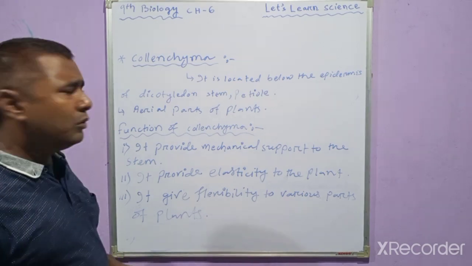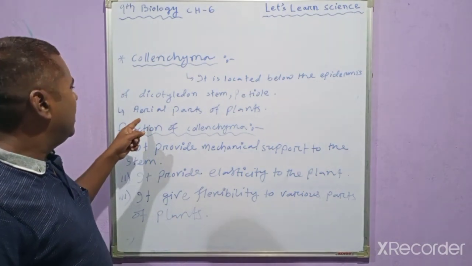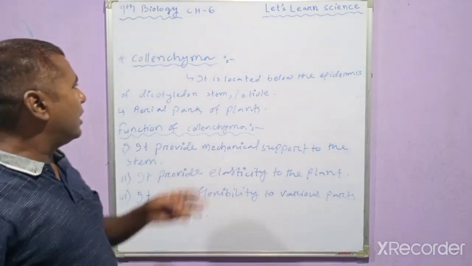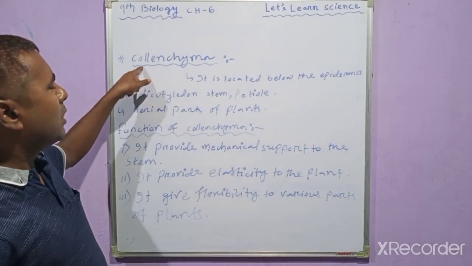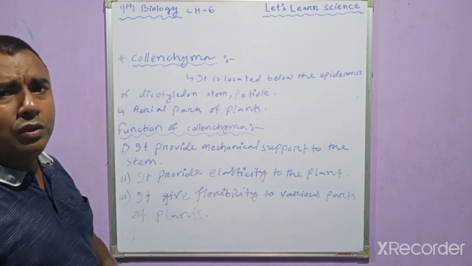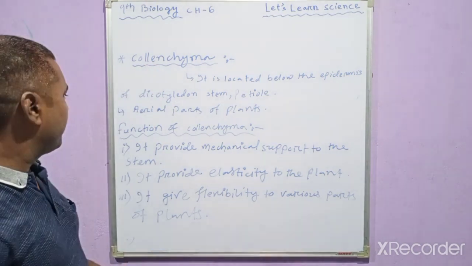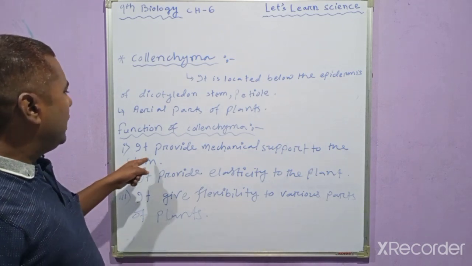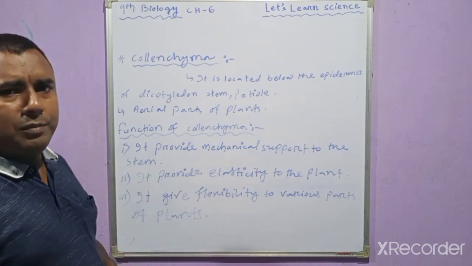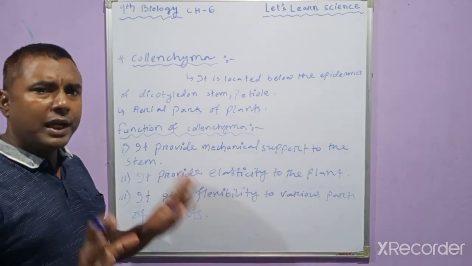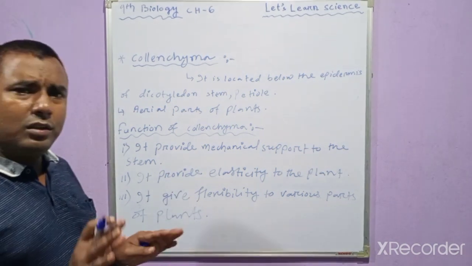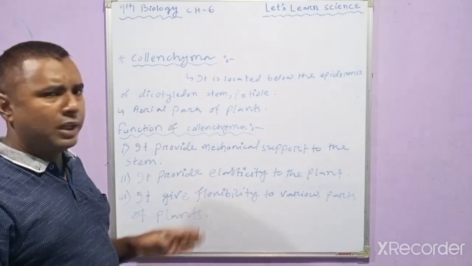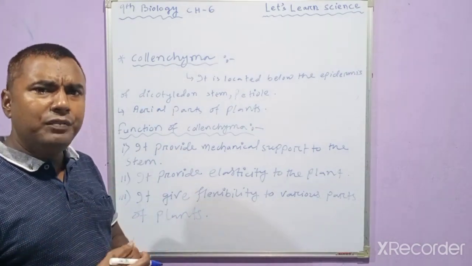Or what can we say? We can say it is present in the aerial parts of the plant. In the aerial parts of the plant, what tissue is found? Simple permanent tissue, that is chlorenchyma, is located there. What are the different functions it performs? It provides mechanical support to the stem. Although it is made up of living cells. Both the parenchyma as well as chlorenchyma are made up of living cells.